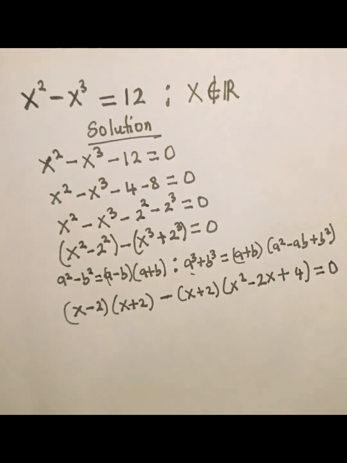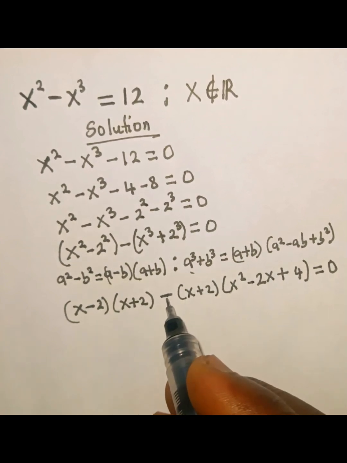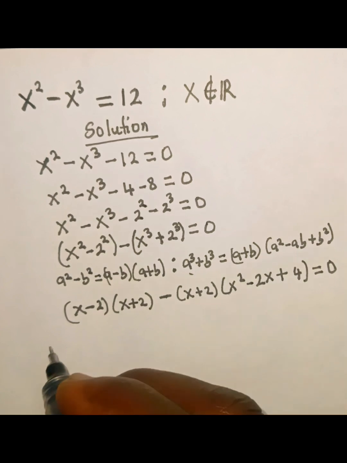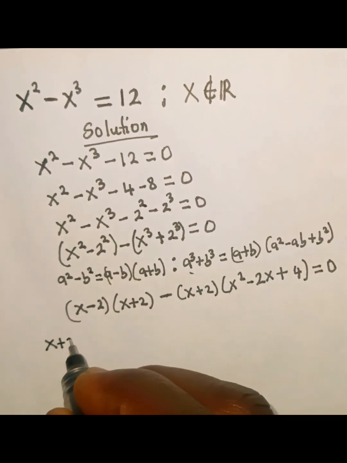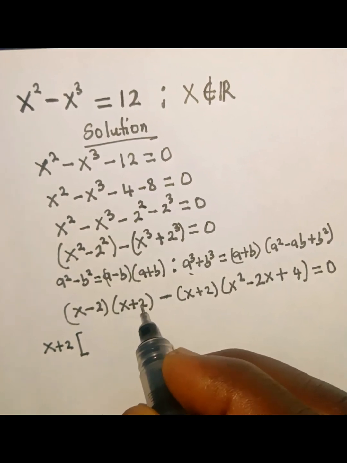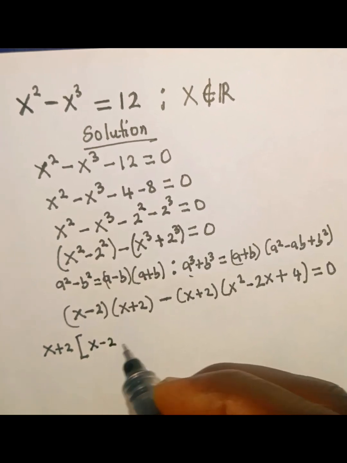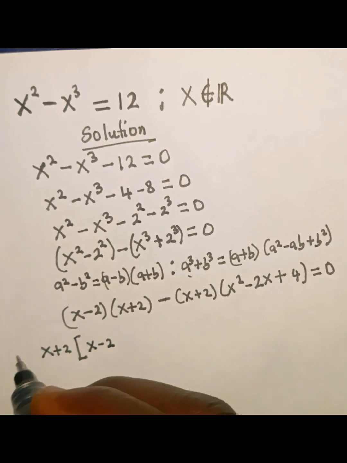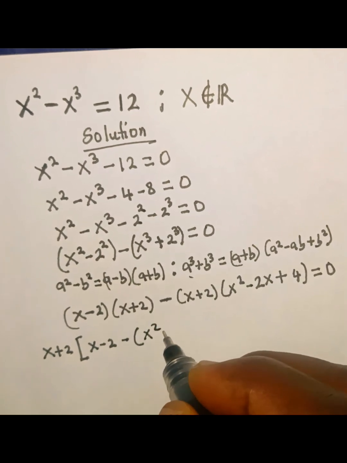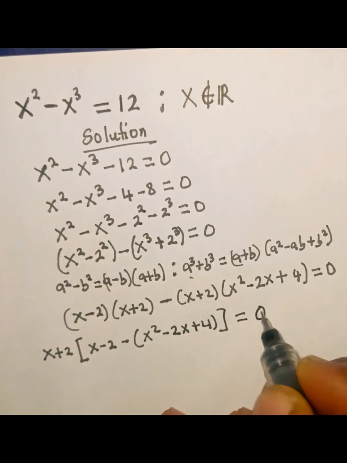So the next thing we're going to do, if you consider these two terms, this term and the whole of this term separated by this negative, we notice that we have x plus 2 in common. So we're going to factor out x plus 2, then we open another bracket. Here, x plus 2 is outside already, so here it is going to remain only x minus 2. Then here, x plus 2 is also outside already, so it will remain only this minus x squared minus 2x plus 4. So everything now will be equal to 0.